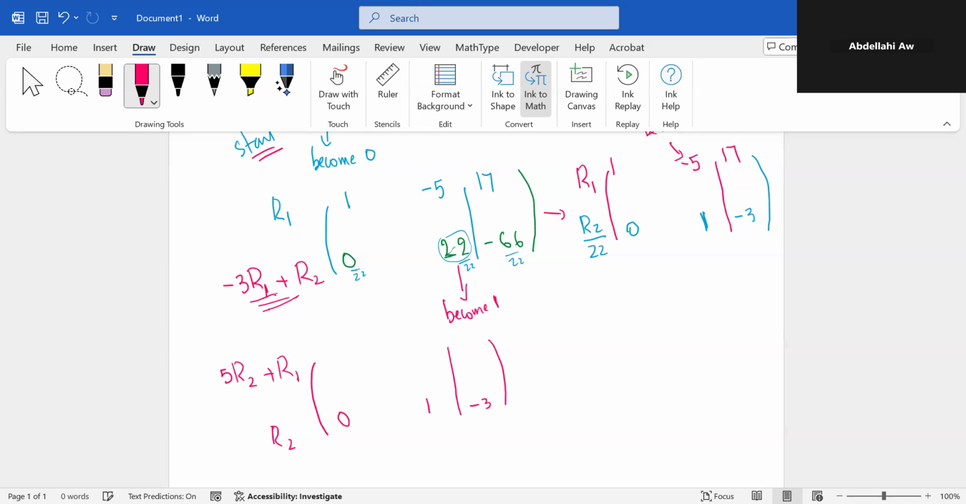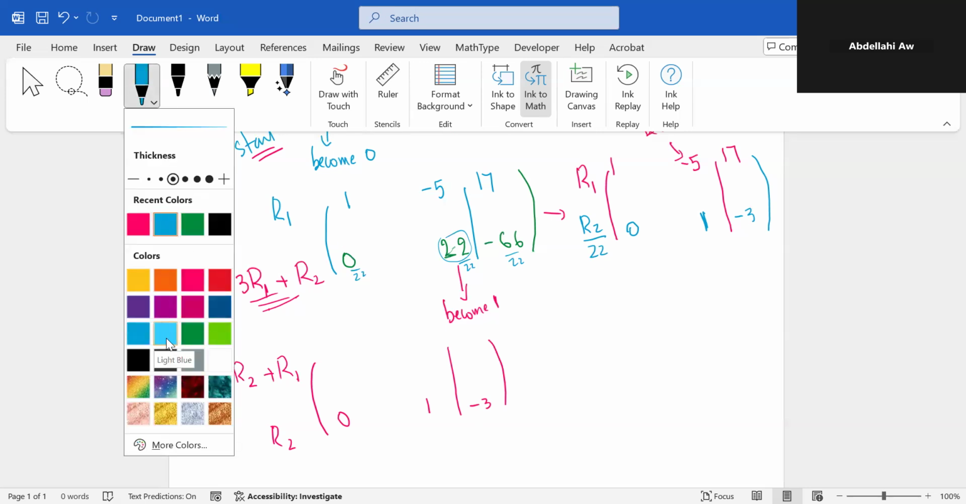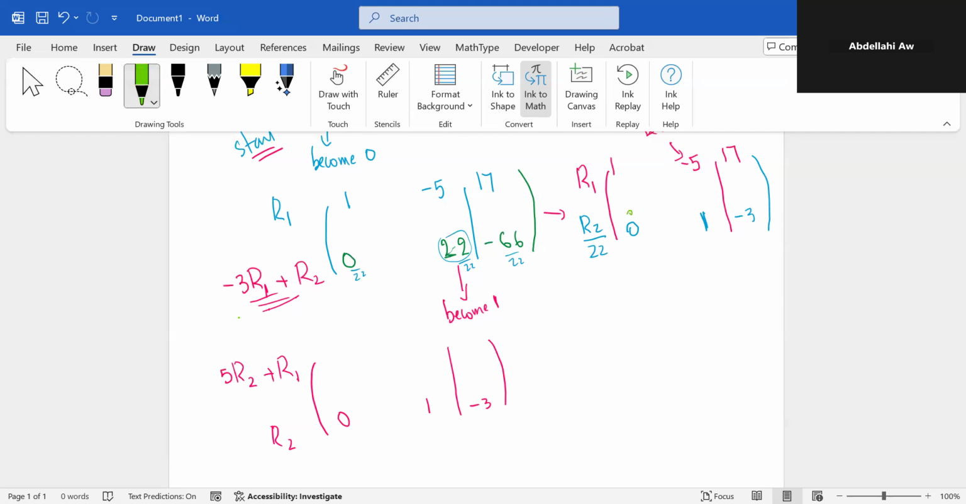When you do that, everybody in row number 2 is multiplied by 5. 0 times 5 is 0. 1 times 5 is 5. I write it small because this is not a permanent row. This is just a row that we use to add to the other one. And negative 3 times 5 is negative 15, right?